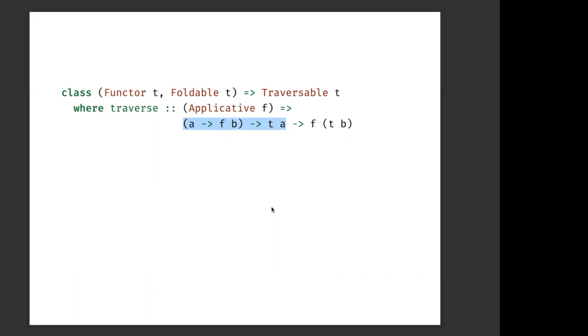So I have a tangential question that I think is interesting. I see this paradigm all the time when people use the const functor and the identity functor to illustrate examples. In your eyes, why is that a useful thing to do?